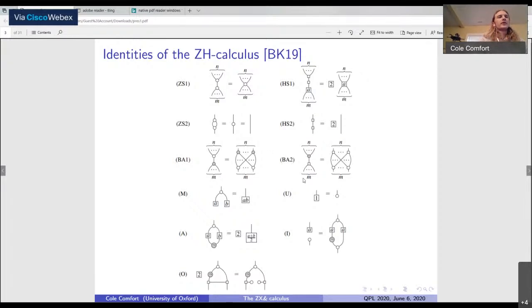BA2 is the one that I thought was really cool and inspired me to write this paper, because if you look at it carefully, this is actually saying that the AND gate forms a bialgebra with the white spider. You just expand out the definition of this black spider.